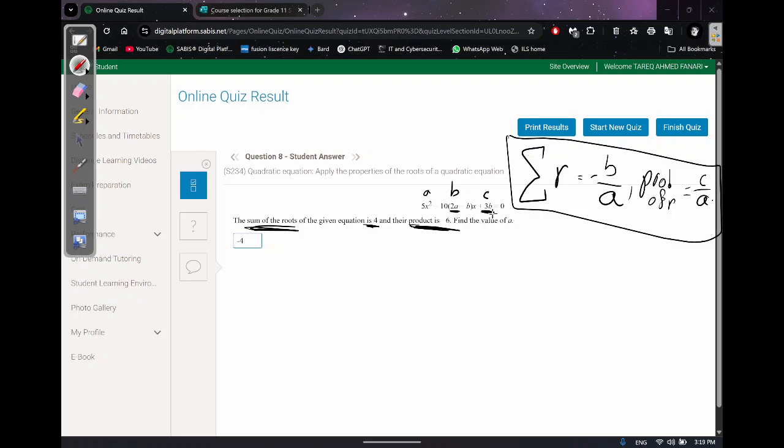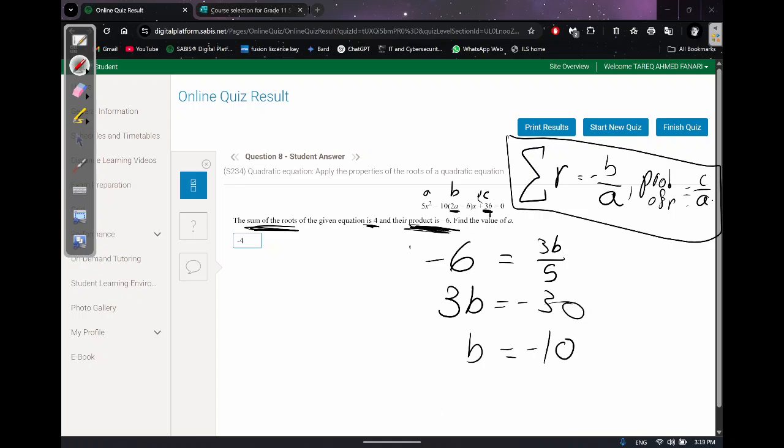B is in the solution, not in the actual ax squared plus bx plus c. You know what I mean? So 3b, or sorry, we know the product is negative 6, and 3b is located in C, right? So the product is C over A. Negative 6 is equal to C over A, which is 3b over 5. Take 5 to the other side. 3b is equal to negative 30. B is equal to negative 10. Now I don't need any of this working now.